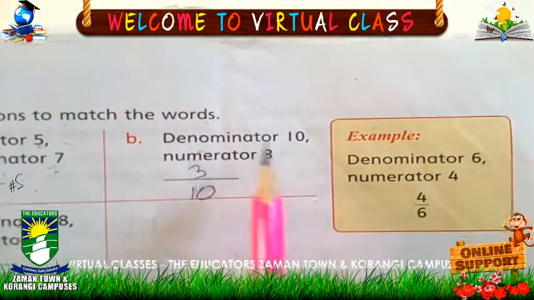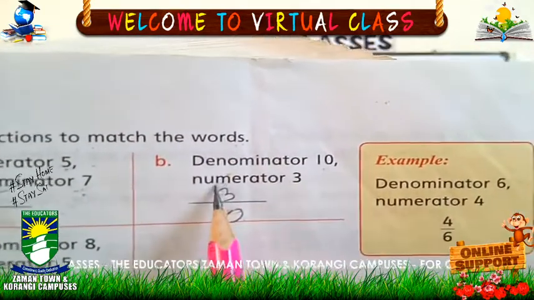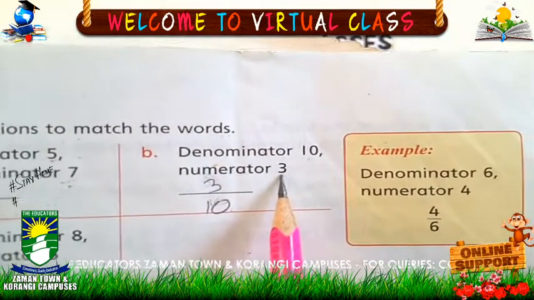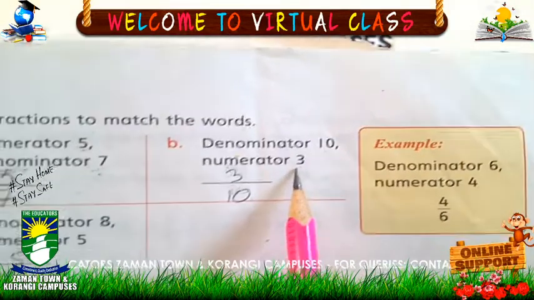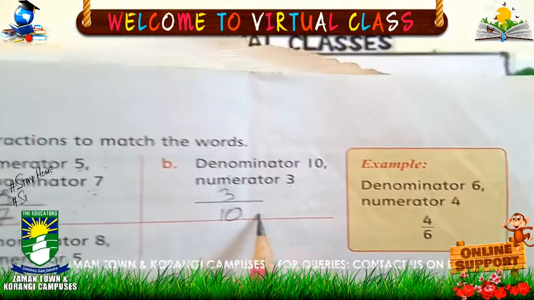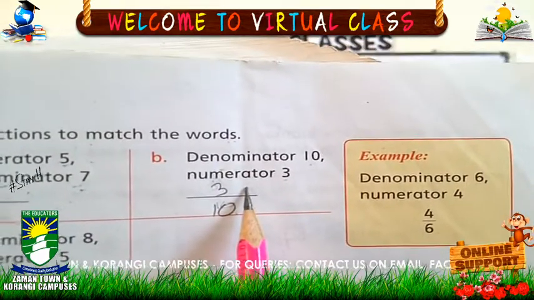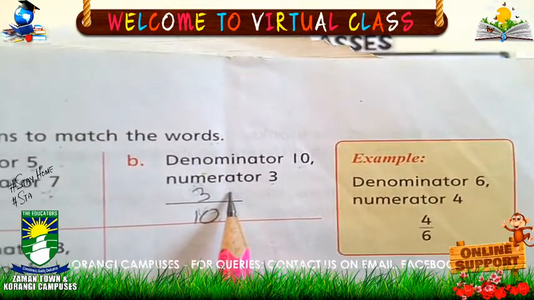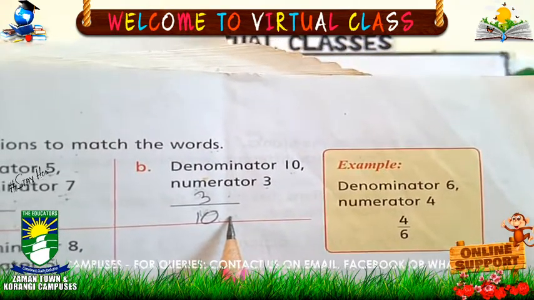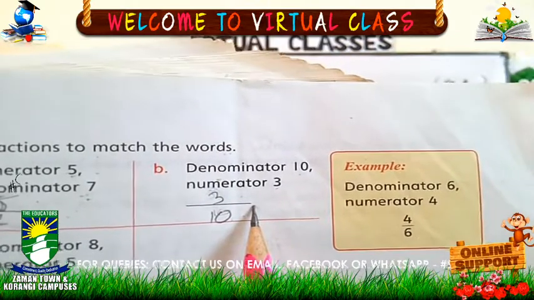The value of the denominator here is 10 and the value of the numerator here is 3. You know very well where you have to write the value of the numerator and the value of the denominator. At the upside you will write the numerator, which is 3, and at the downward you will write the value 10. The fraction will become 3 over 10.